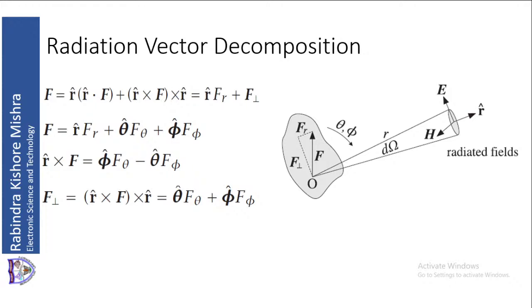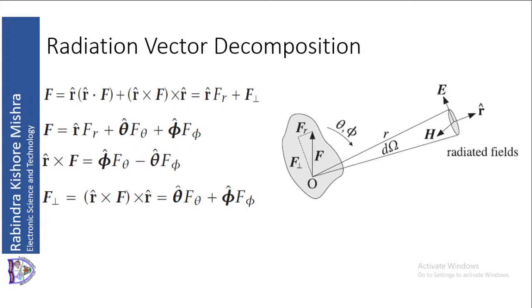r cap cross F, once you write F is equal to r cap Fr plus theta cap F theta plus phi cap F phi. The r cap cross F will be r cap cross r cap Fr, that will be 0, plus r cap cross theta cap F theta, that will be phi cap F theta, plus r cap cross phi cap F phi. r cap cross phi cap is minus theta cap. So minus theta cap F phi. So r cross F will be given by this.